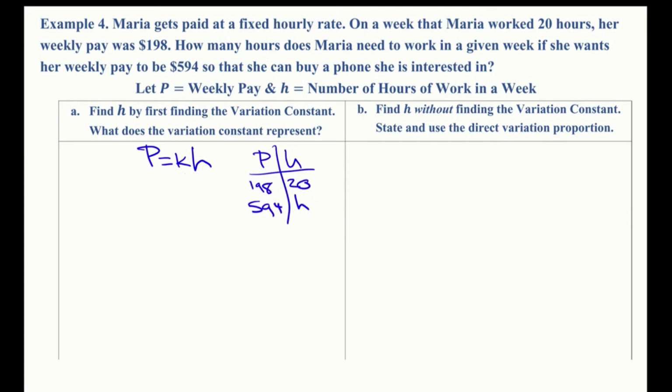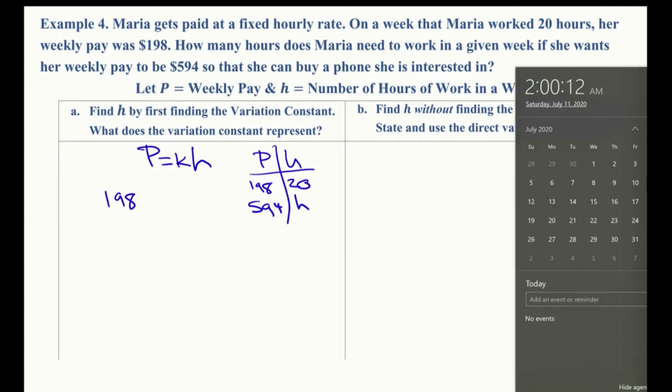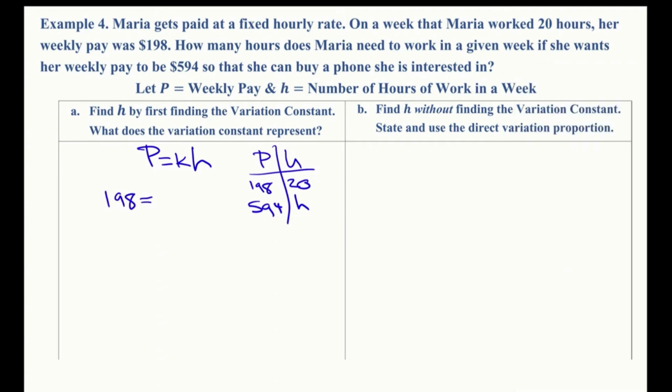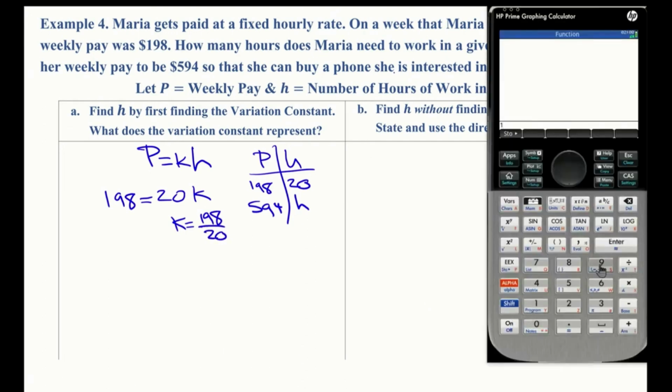So we have 198 equals 20, that's H, times K. So K is going to be 198 over 20. So we can get some help from our calculator. So we have 198 divided by 20, 9.9.